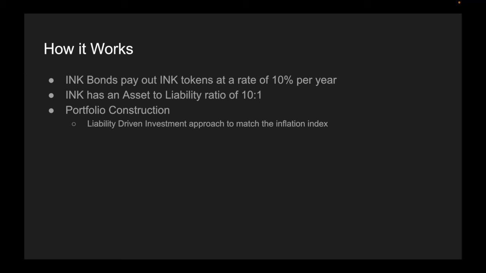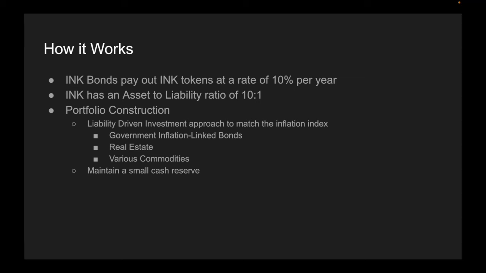Well, we're going to target inflation. So we're going to have a liability-driven investment approach to match the inflation index. That means government inflation-linked bonds, if they're available, real estate, or various commodities. We can determine, depending on the African currency in question and the variety of commodities, which ones are the perfect match. We will, of course, maintain a small cash reserve so that anyone who wants to withdraw their INK token back for fiat can do so.